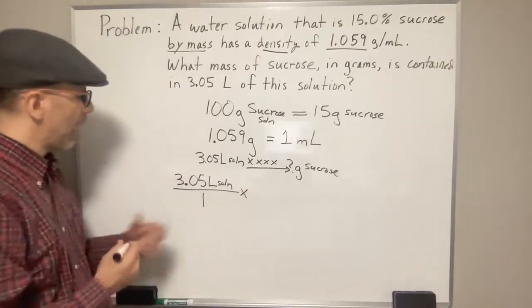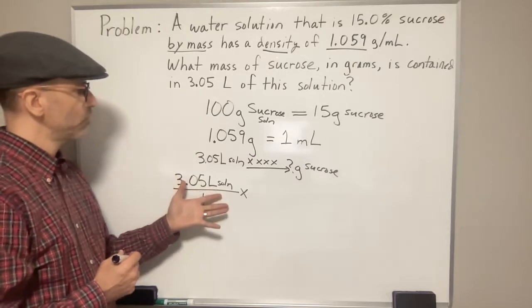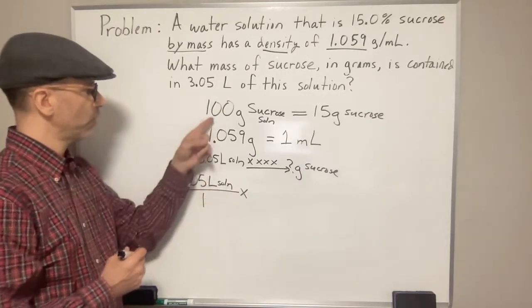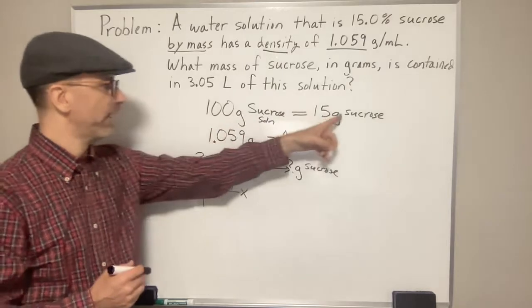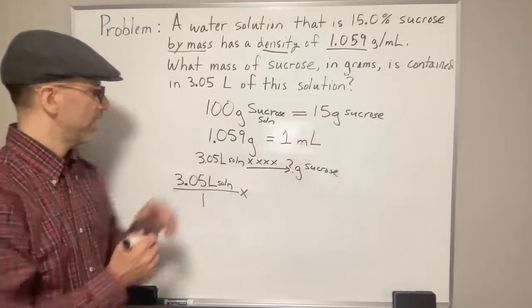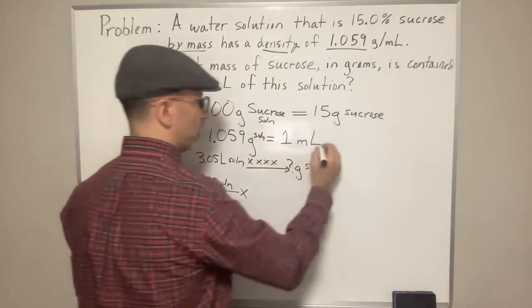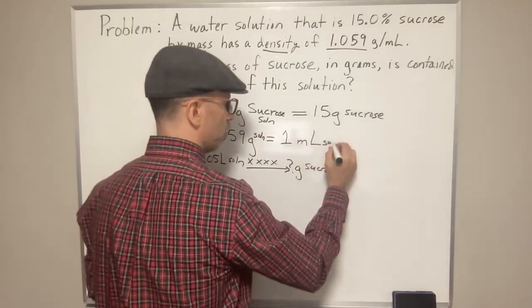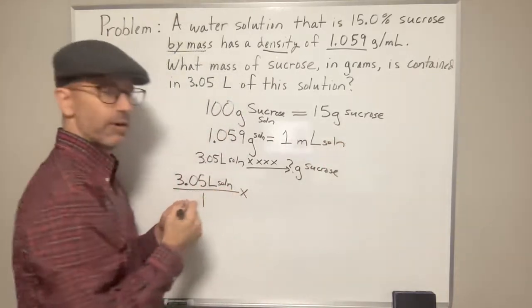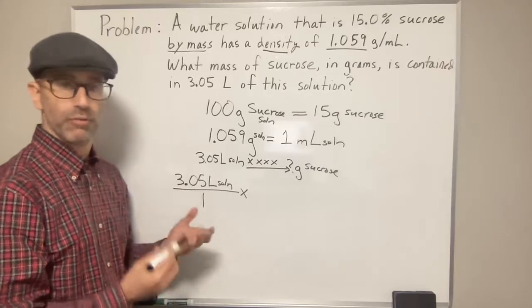So I have liters of solution. I need to get rid of solution. I want to go to some other unit. So here I have grams to grams. Here I have grams to milliliters. And let me write this in. This is grams of solution, and this is milliliters of solution. We need to be very specific about what we are converting to and from.